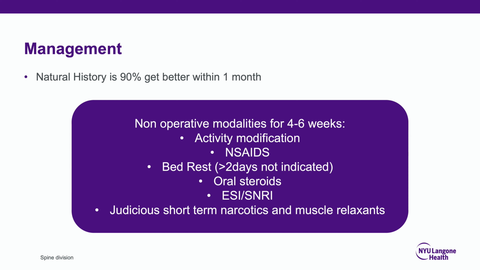The management of a disc herniation and radiculopathy is related to the natural history. And we know that 90% of patients with lumbar disc herniation and radiculopathy will get better within 1 month. We try for the first 4 to 6 weeks to do non-operative treatment, including activity modification, NSAIDs, bed rest, not more than 2 days, oral steroids, and we could try different injections. And of course, we have to mention judicious short-term narcotics and muscle relaxants.